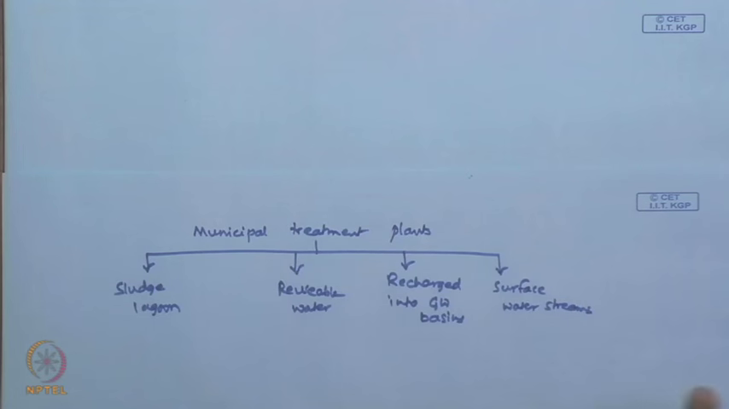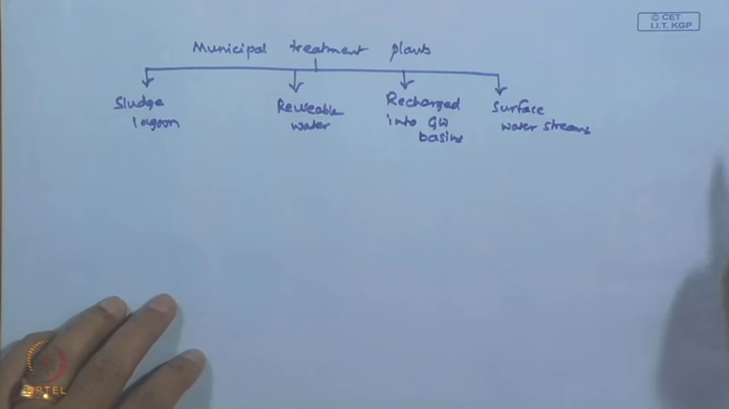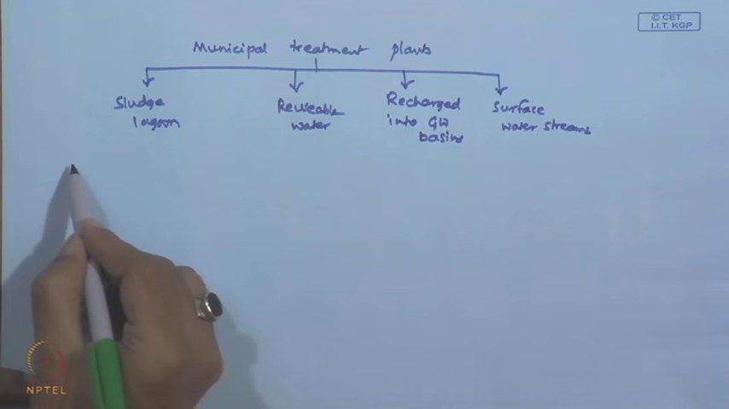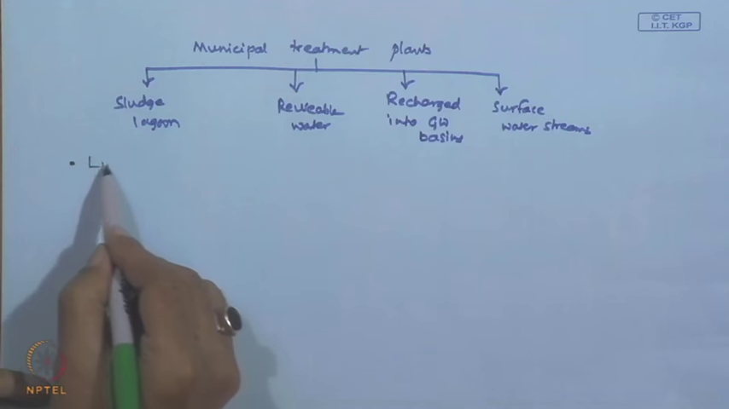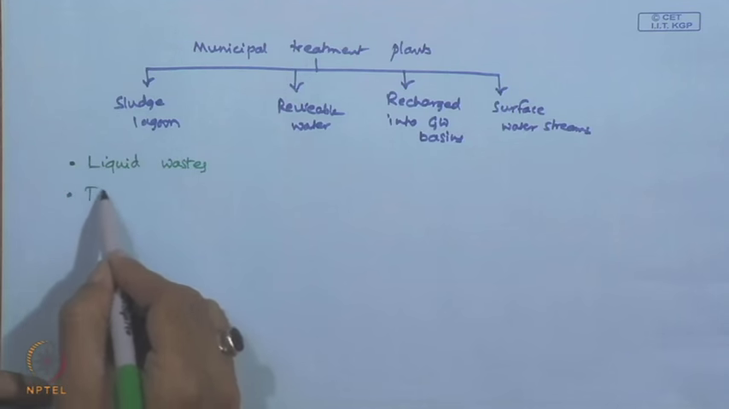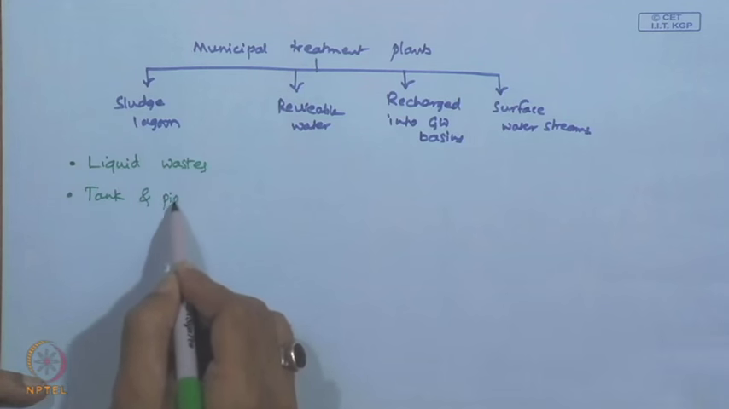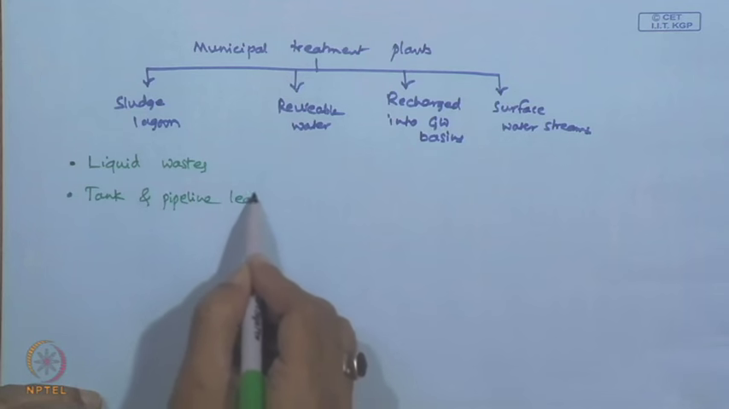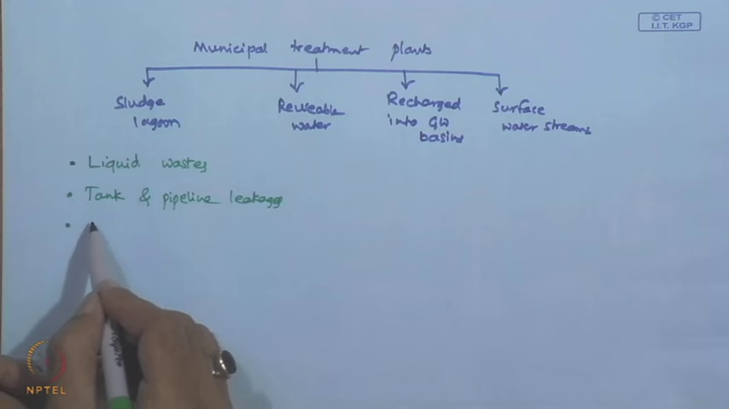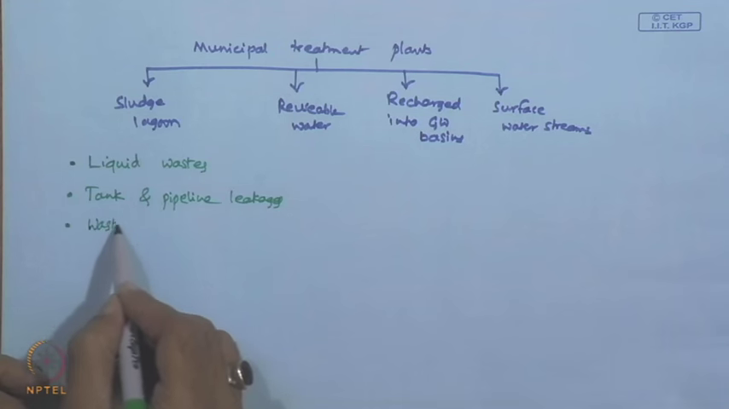So, these are the various types of movement of the groundwater pollution caused by the industrial uses. And again here, this groundwater pollution caused by industrial uses has been mainly categorized as say liquid waste, or tank and pipeline leakages, or the wastes from mining activities.